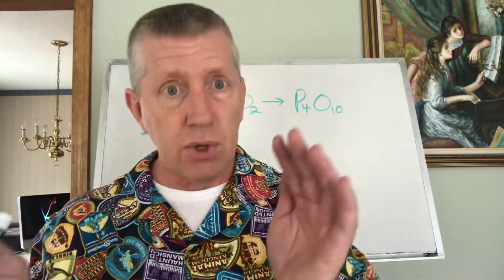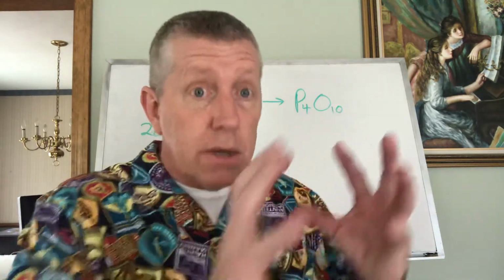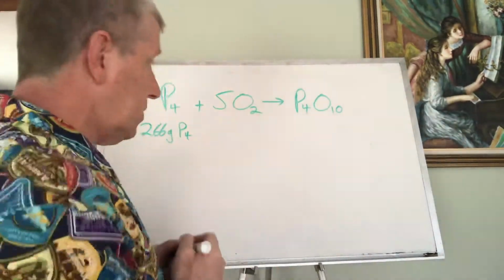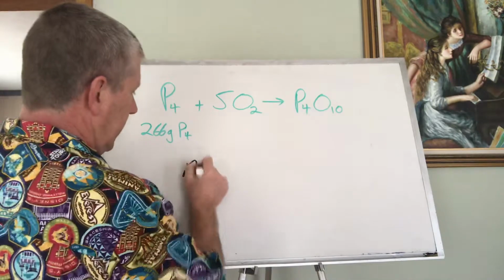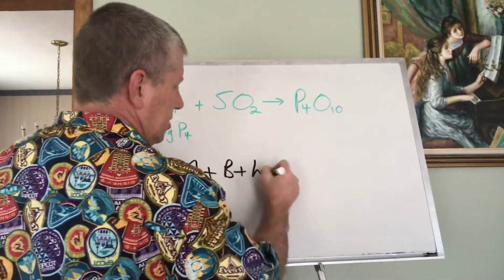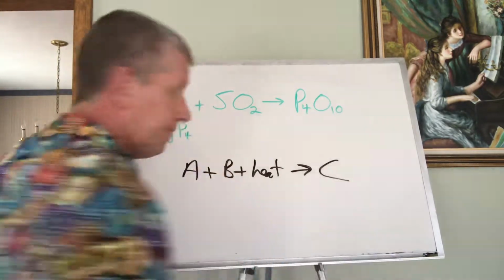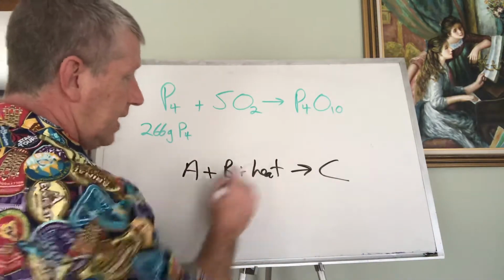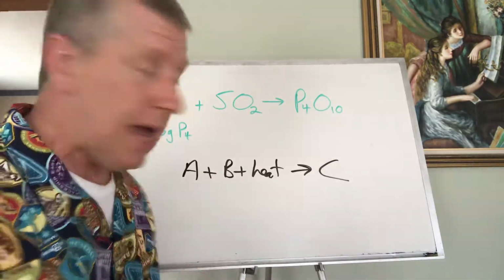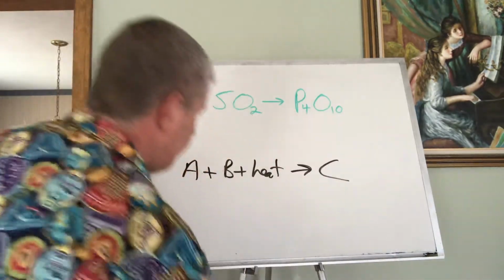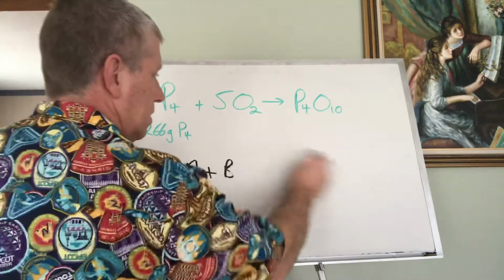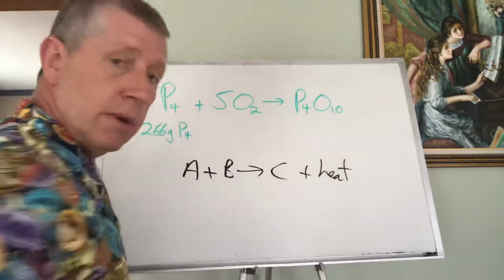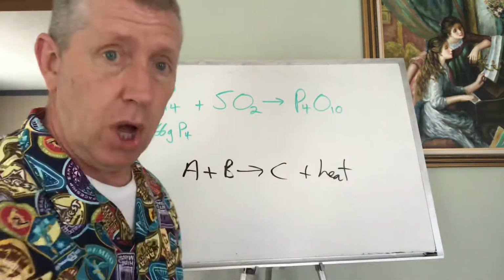Endothermic versus exothermic. Heat going into a reaction, in other words, heat being a reactant, is going to be endothermic. So if you have A plus B plus heat equaling C, that's endothermic. Heat is going into the reaction, heat being a reactant. If heat leaves the reaction, is given off, so A plus B makes C plus heat, that's exothermic, heat being given off.